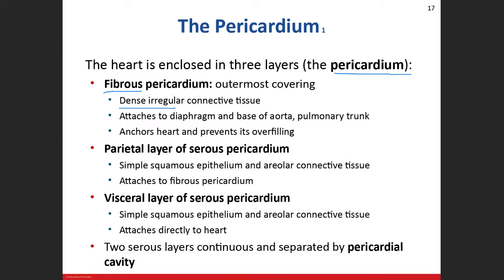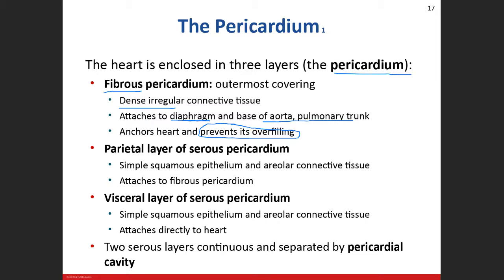It attaches the heart to the diaphragm on the bottom portion of the heart, and it also attaches it to the base of the aorta and the pulmonary trunk. Its huge role, and people don't really appreciate this, is that it prevents the heart from overfilling. That's good. You put too much air into a balloon, what happens to the balloon? It pops. If we put too much blood into the heart, we can damage the heart. And that ain't good.